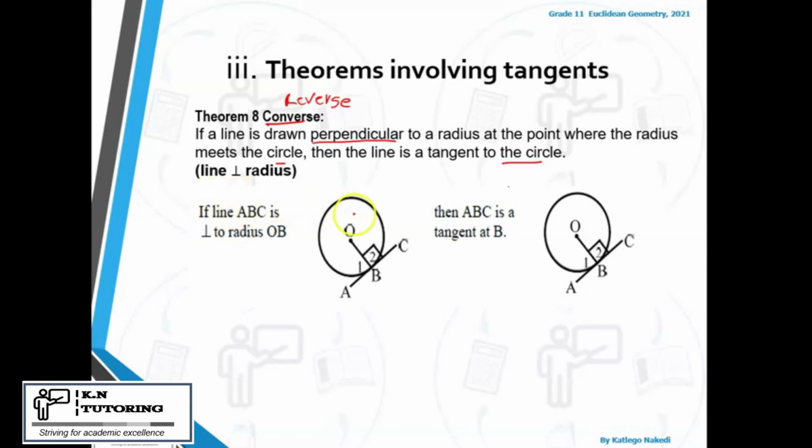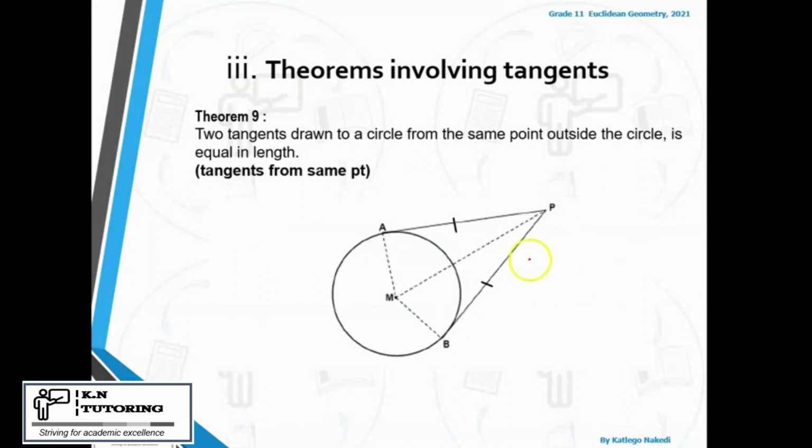So what is very important is that every time you are solving those geometric riders, you are able to apply these theorems and know their converses, because they will ask you to prove that this line is a tangent, and this way you'll apply this type of converse theorem. Okay, so it says there, if line ABC is perpendicular to radius OB, then ABC is a tangent. That's what this theorem is saying. So whether you go this way or this way, it's the same thing.